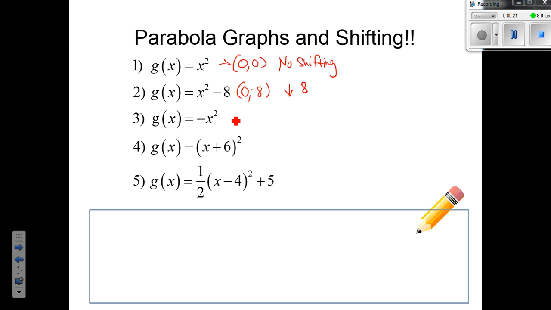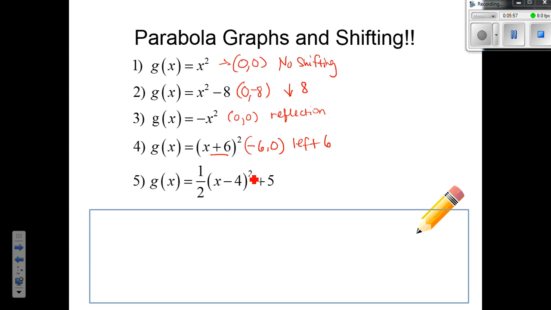This one is still at 0, 0, but it's reflecting. So it's making the graph go down because instead of the graph being an upright U, it was a U shape that went down. So it was a reflection. This said x plus 6 to the squared, and that said we would change the graph horizontally. So this would move the graph left 6. Remember how we said that would move the graph left 6?